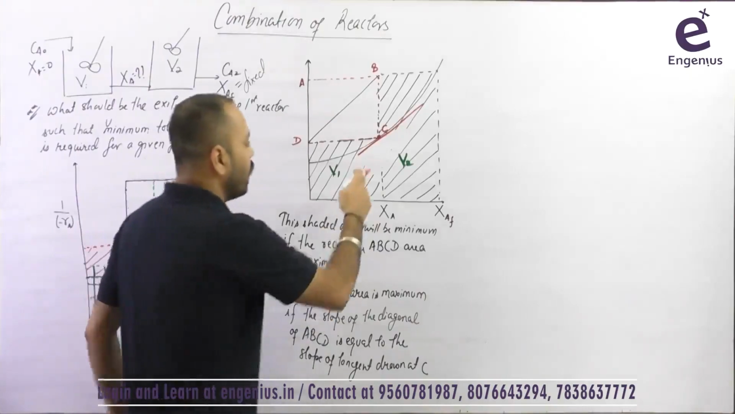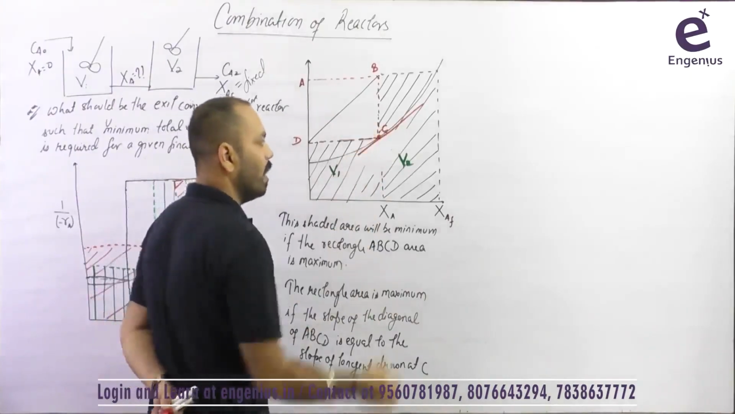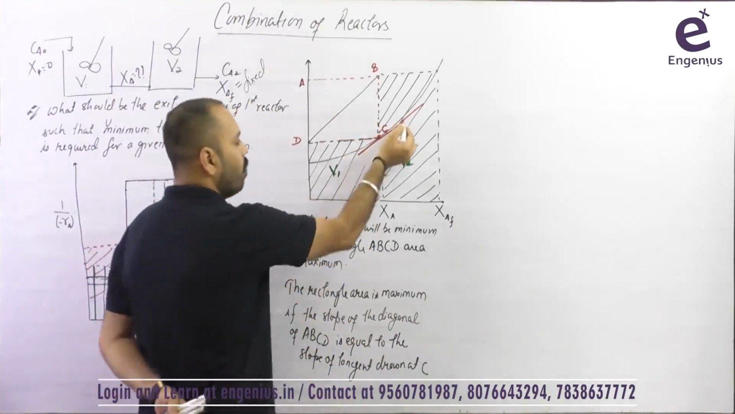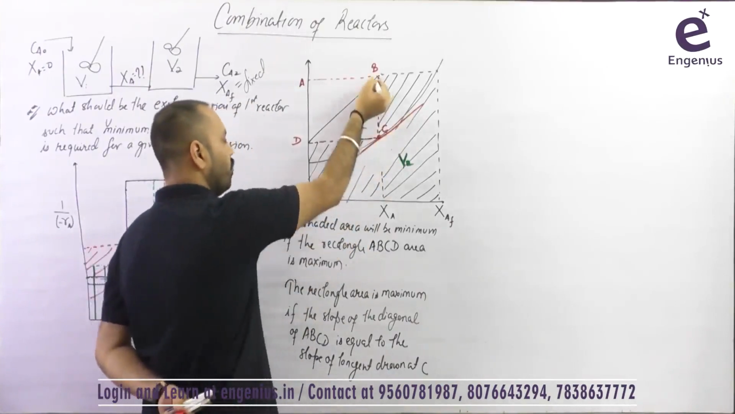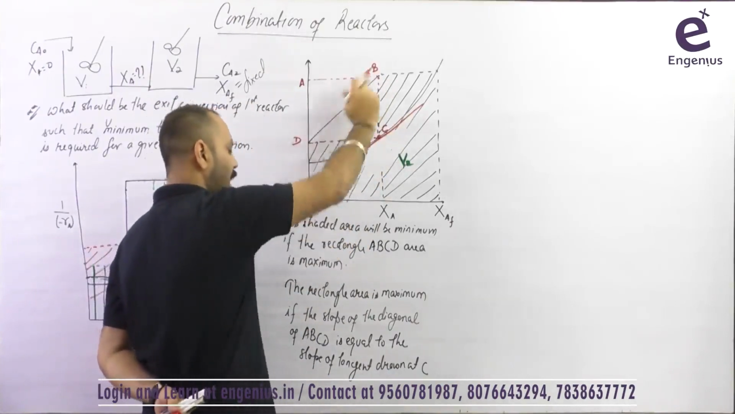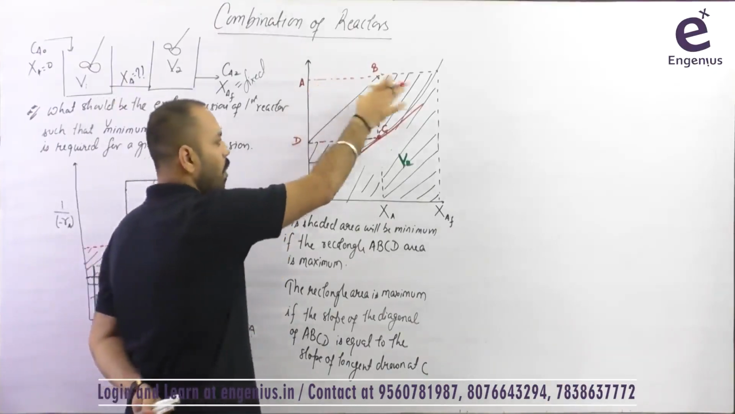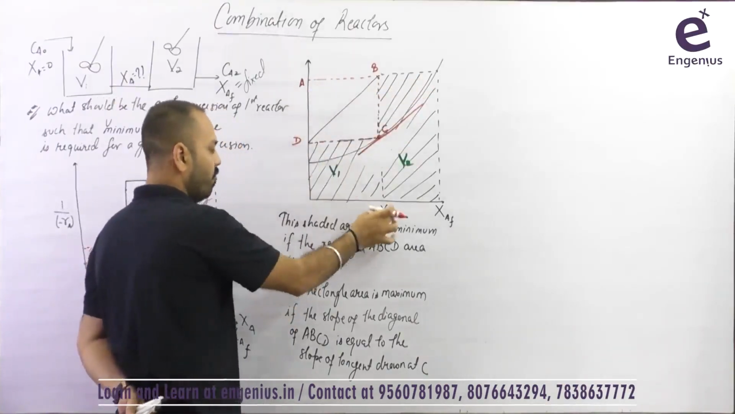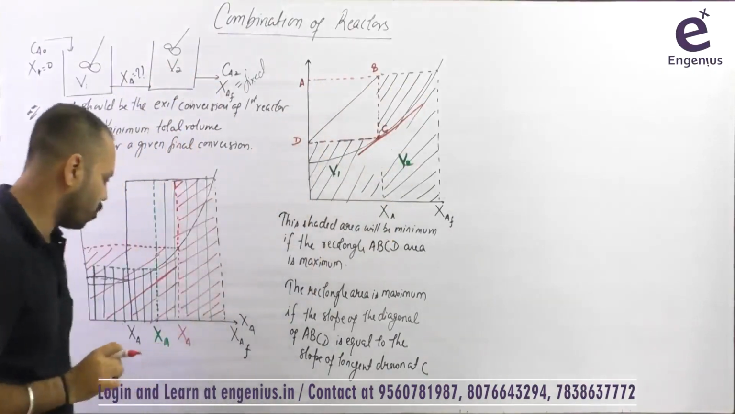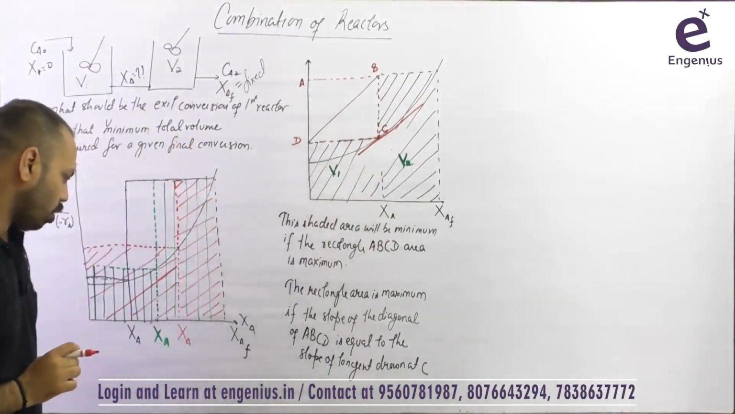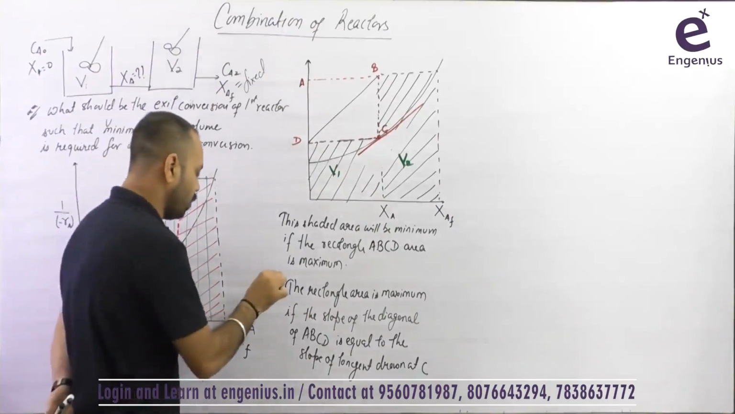So when you are making a tangent here, the slope of this tangent and the slope of the diagonal of this rectangle should be the same. If this is happening, then this area is maximum, this volume is minimum, and then you have found the value of the exit conversion of reactor A, if the slope is equal to the slope drawn at C.